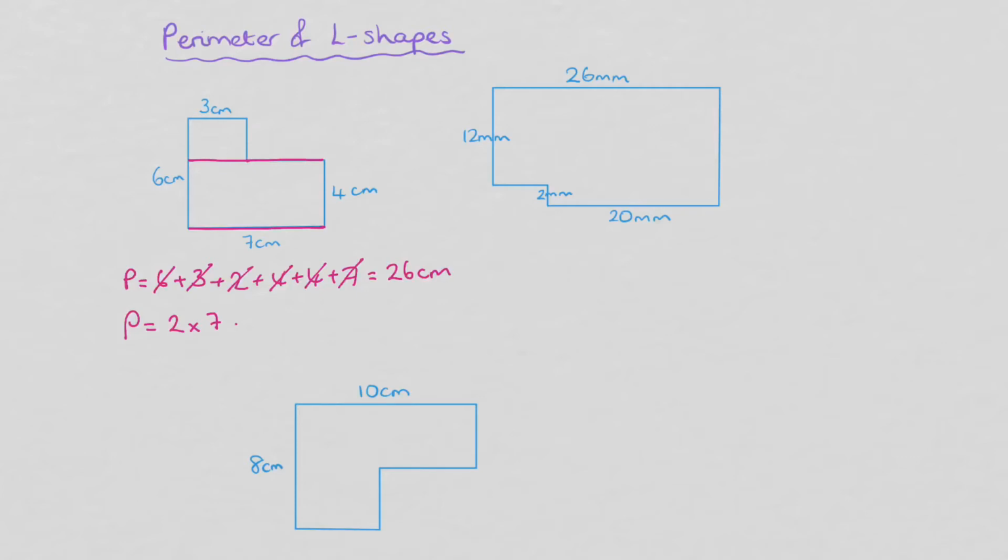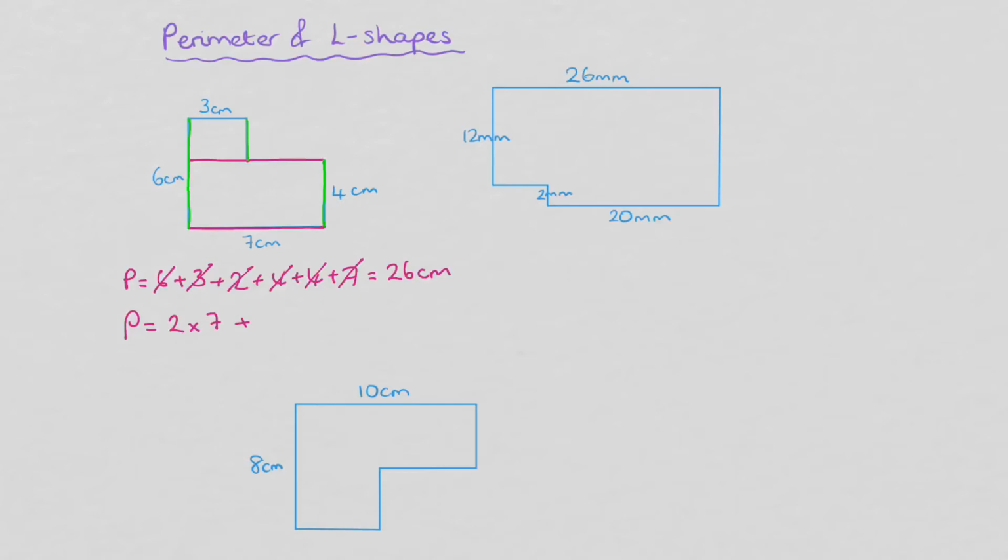So written 2 times 7, or we could write 7 add 7, doesn't matter. Okay, and then looking at the vertical lines, we can see this line is 6 centimetres. We don't know what that line length is, but we know that that's 4 centimetres.